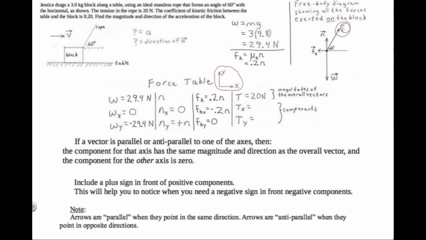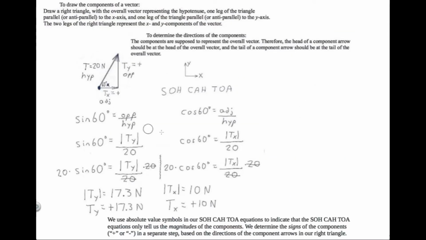The tension force is neither parallel nor anti-parallel to either axis, so we can't use this rule to break the tension force into components. Instead, to break the tension force into components, we will have to draw a right triangle and use the SOHCAHTOA equations. Here's the process for breaking the tension force into components.